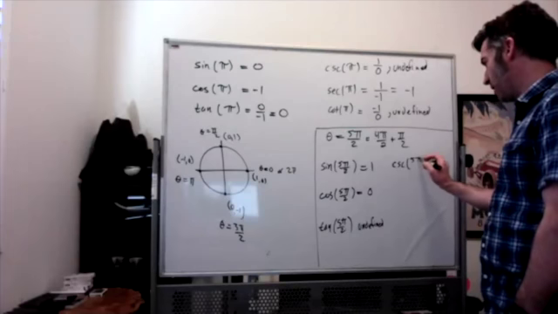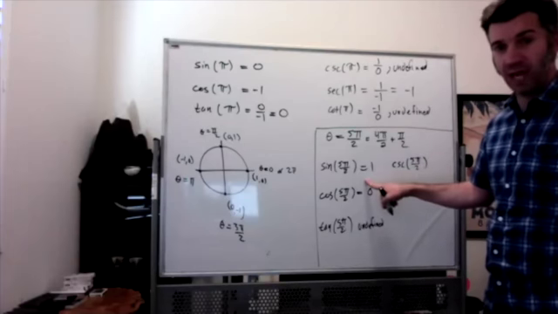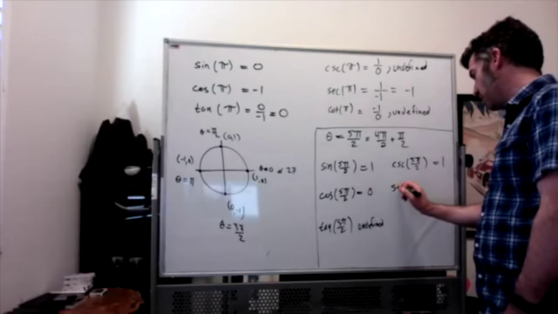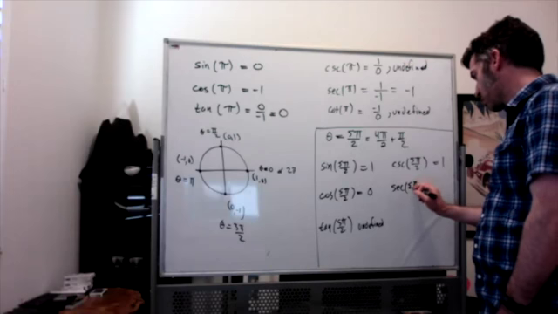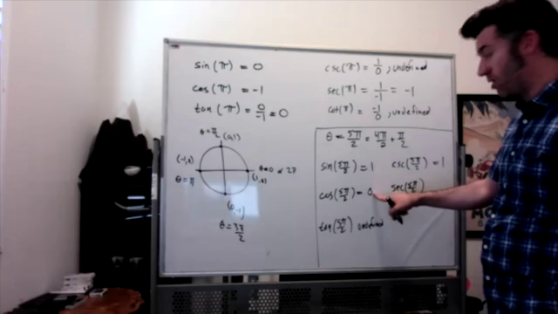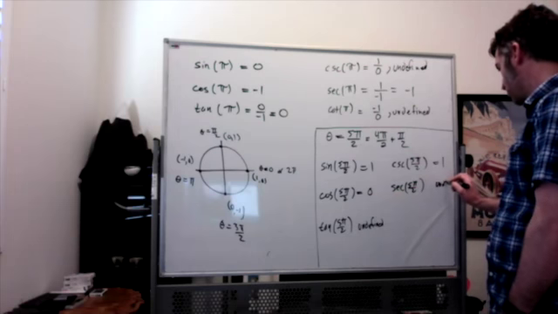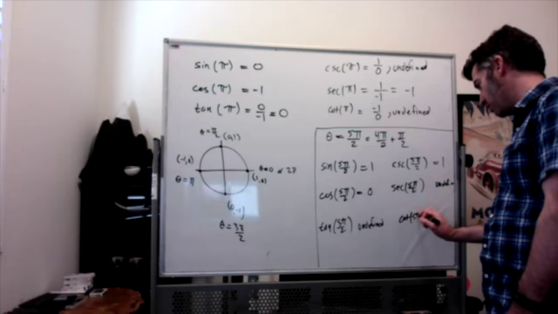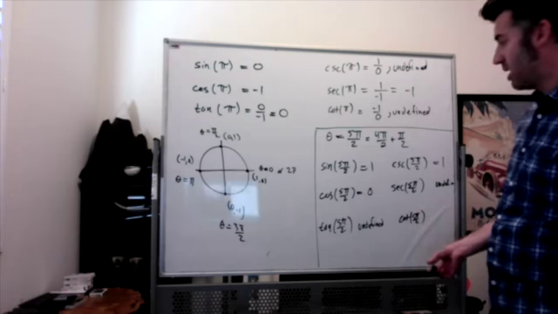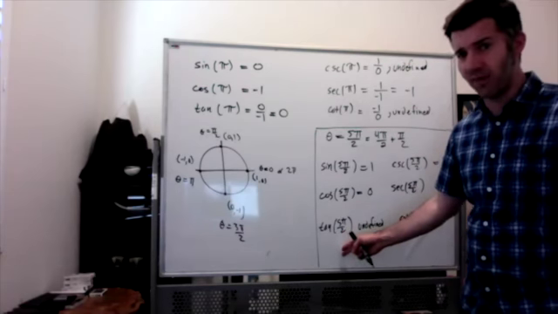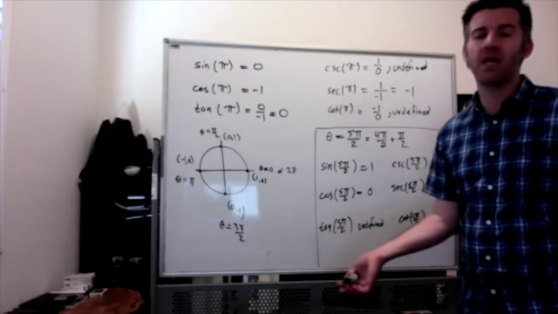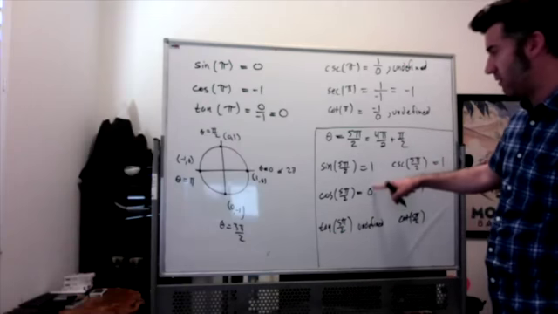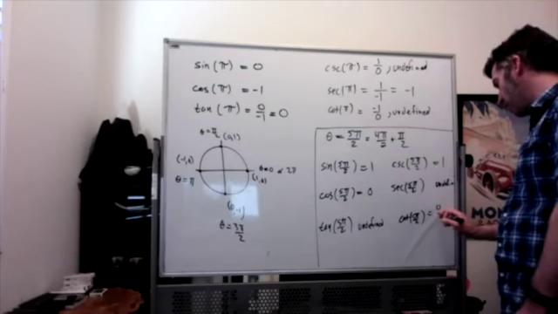Cosecant of 5 pi over 2 is the reciprocal of sine, which is 1 over 1, which is 1. Secant of 5 pi over 2 is 1 over 0, which is undefined. And cotangent of 5 pi over 2, well, you could say it's the reciprocal of tangent, but that's not super helpful because the reciprocal of undefined is usually 0, but it's kind of weird to say it that way. Cotangent is cosine divided by sine, which is 0 divided by 1, which is 0.